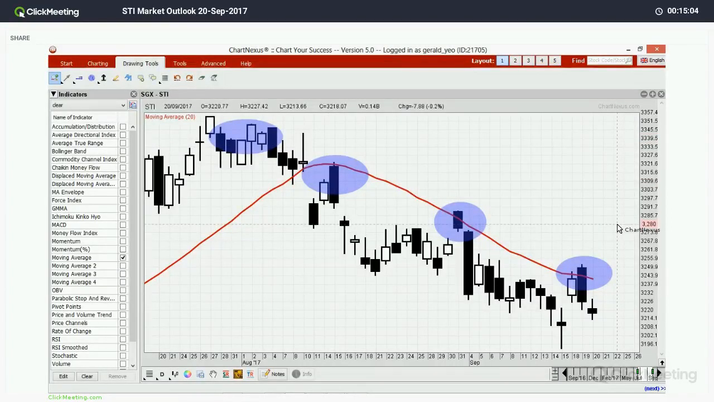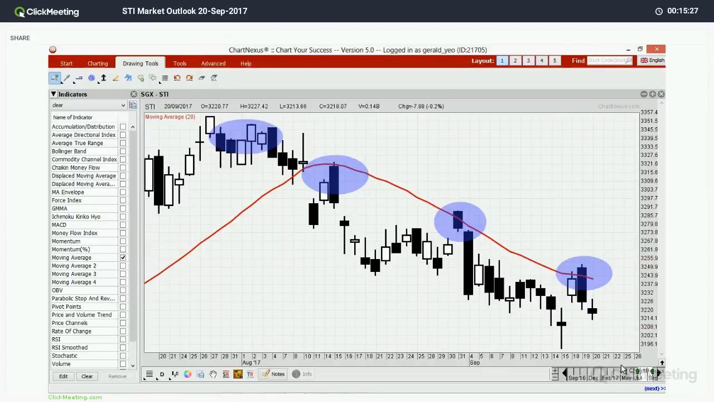But we do also know that stocks do not go down in one straight line. There are times when key support levels may halt or pause the downtrend. And the good news is, for the STI, as of now, we are very near, or in fact testing, the key support level.